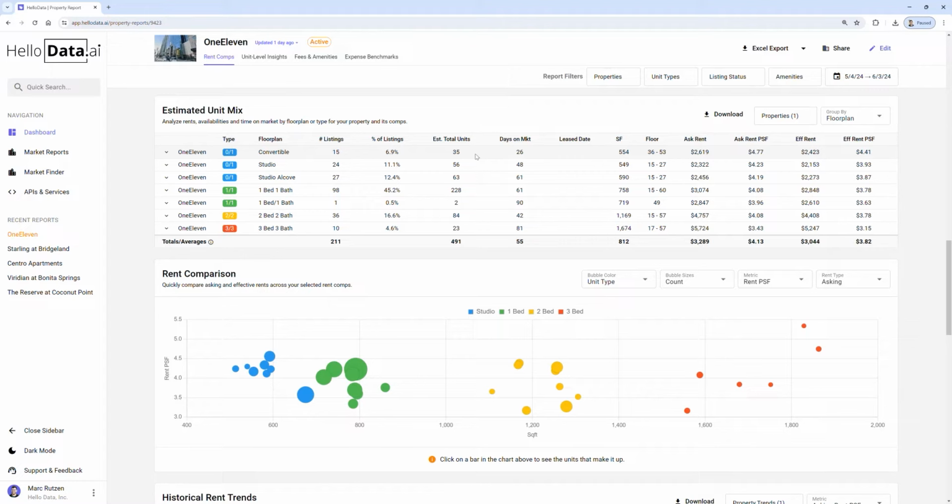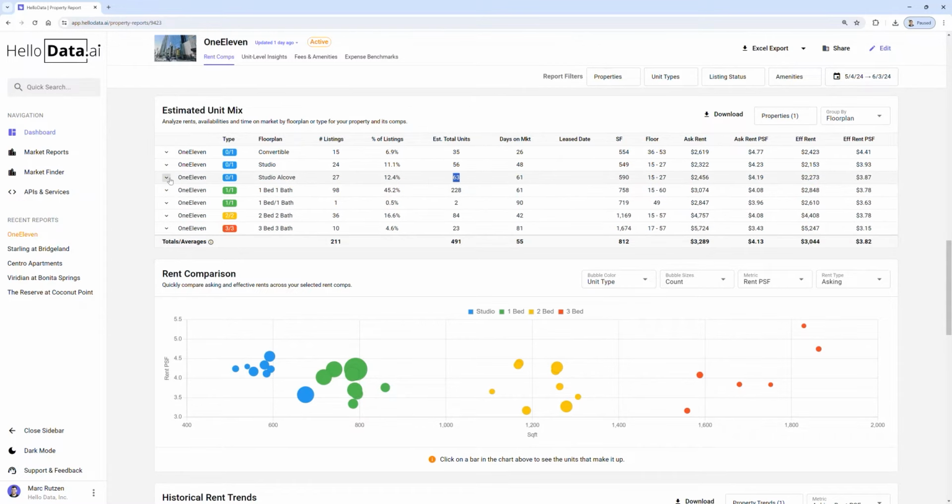Now, what we do to estimate what the unit mix looks like is we look at how many units are associated with each unique floor plan that we see in the listings. What percent of all the listings does that make up? And then how many units of the 491 we've observed are likely to be associated with that particular floor plan.